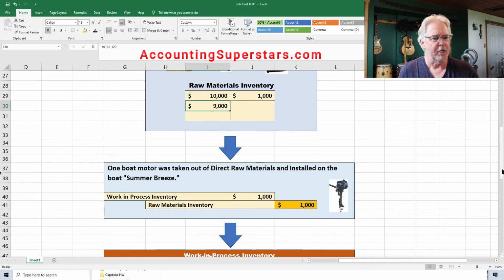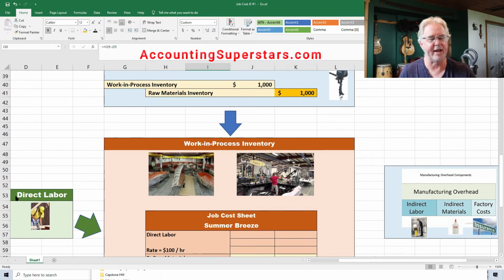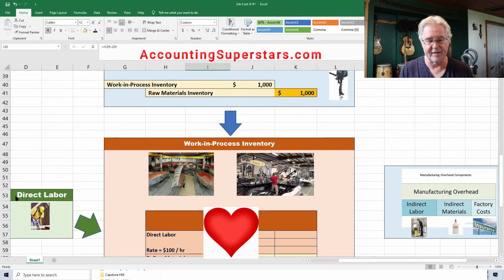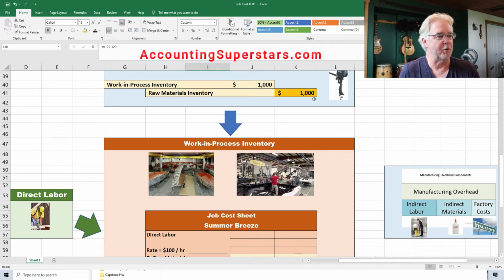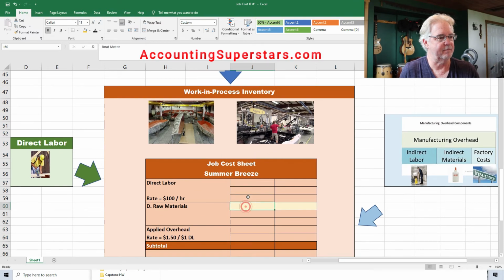Now coming down to the work in process account. Now work in process is where everything comes together. It's the heart and soul of the manufacturing accounting system. It's where the action takes place. So this boat motor here, this $1,000 for the boat motor is going to be transferred down here to the job cost sheet. So I'll put it right here for $1,000.